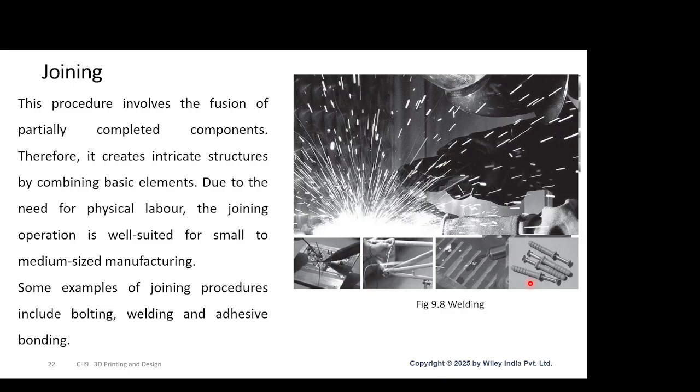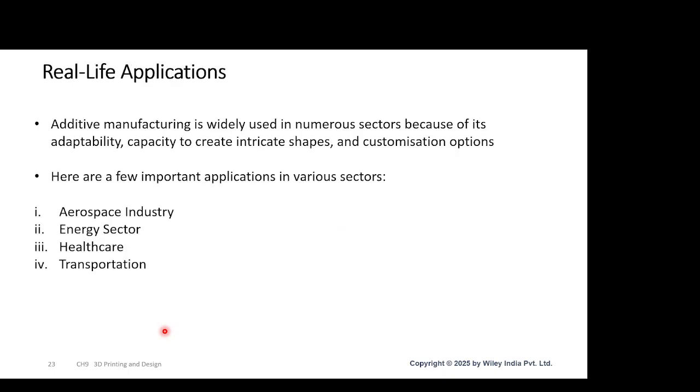Then joining. We've seen soldering. So those are again traditional techniques. This process involves the fusion of partially completed components. Therefore, it creates intricate structures by combining basic elements due to the need for physical labor. The joining operation is well suited for small to medium-sized manufacturing. Some examples of joining procedures include bolting, welding, and adhesive bonding. Then real life applications we've seen: aerospace industry, energy sector, healthcare and transportation.